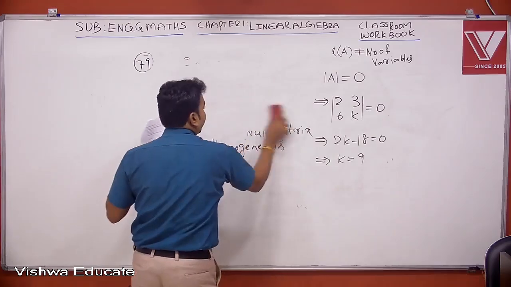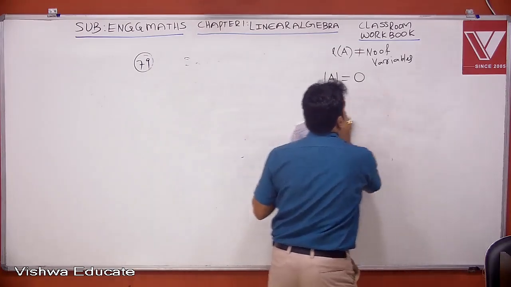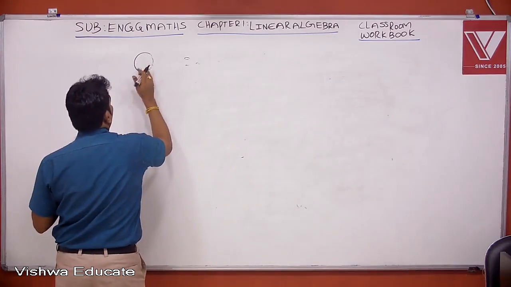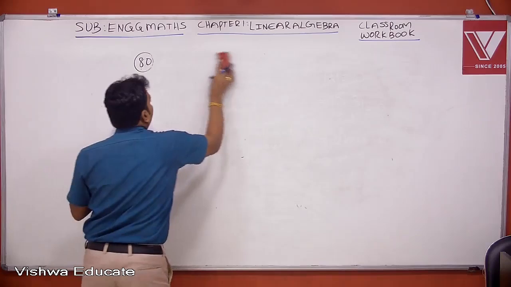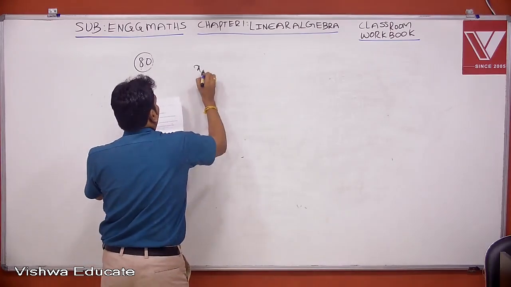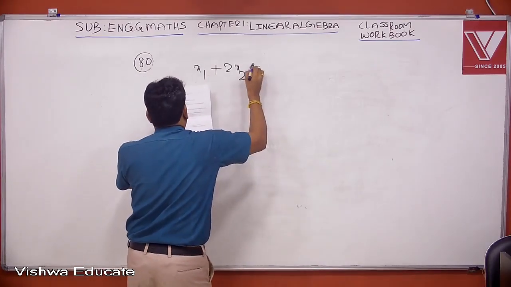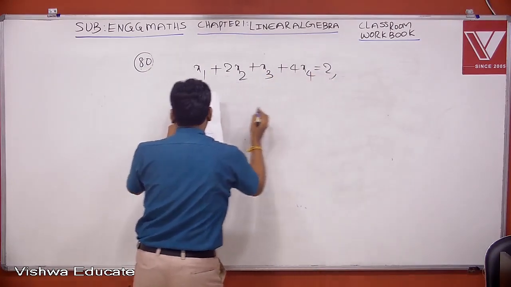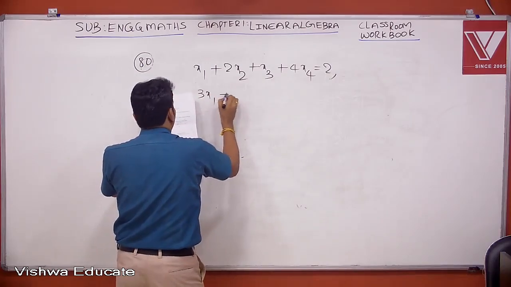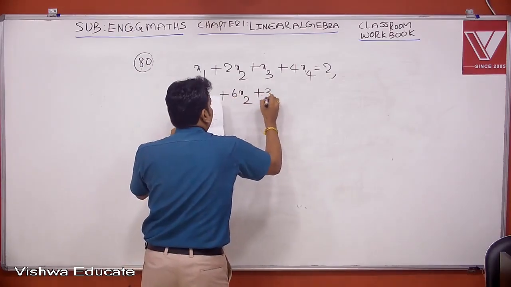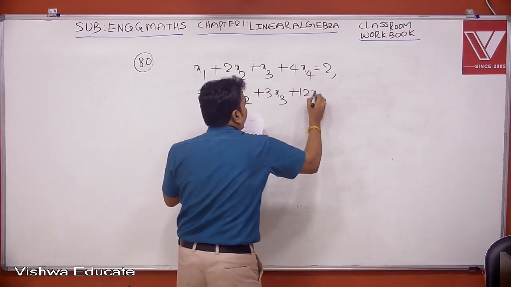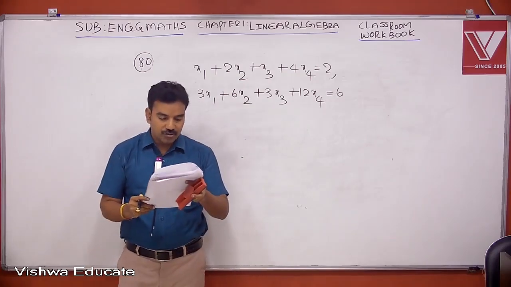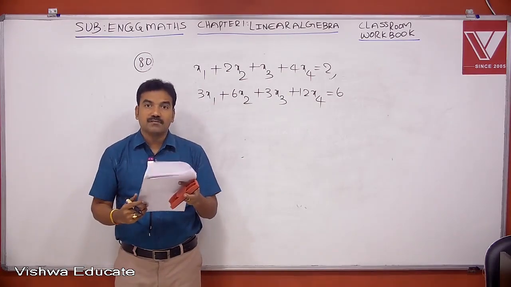Next we move to question number 80. So the equations are these. Two equations are given: x1 + 2x2 + x3 + 4x4 = 2, and the second equation, 3x1 + 6x2 + 3x3 + 12x4 = 6. So two linear equations are given in 4 variables. Which of the following is true about these equations?